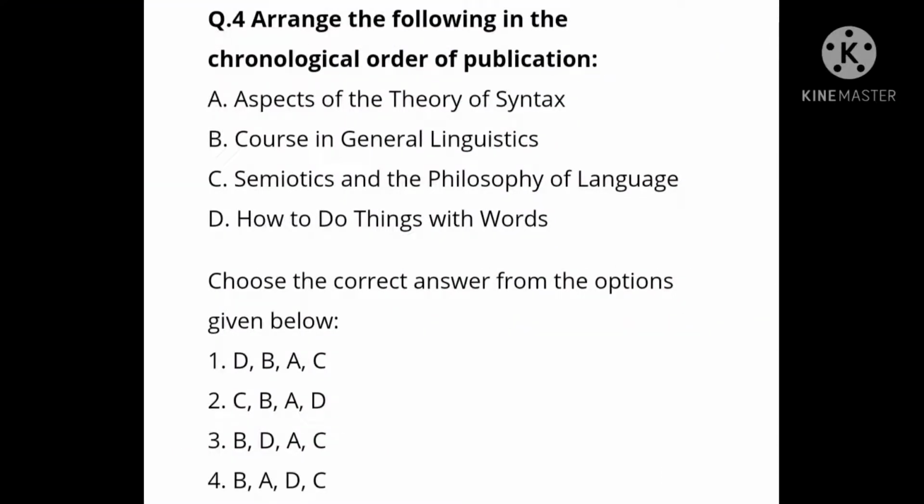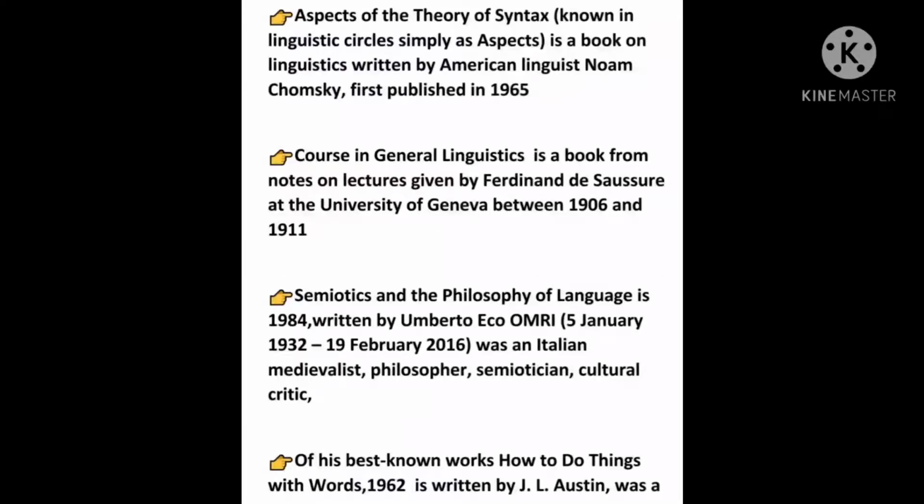So the very first question is, arrange the following in the chronological order of publication. Which one will be the correct answer? Please try to answer. Check all the options. Aspects of the Theory of Syntax is a book on linguistics written by Noam Chomsky, published in 1965. Course in General Linguistics is a book by Ferdinand de Saussure, published in 1916. Semiotics and Philosophy of Language was written by Umberto Eco and published in 1984.